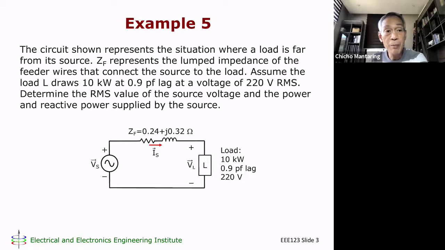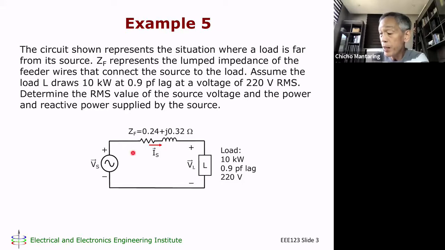Okay, thanks. So let's move on to some more examples. This is the fifth example that I'm going to be giving. Let me just read it. The circuit shown represents the situation where a load is far from its source. I have a load here, and it's far from the source, such that the line connecting the source to the load is very long.